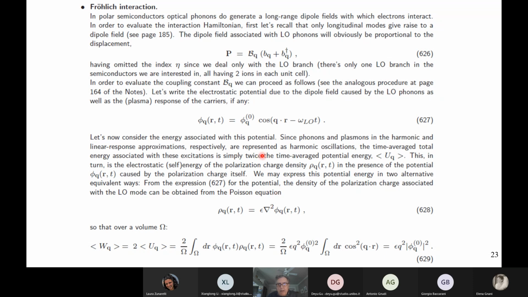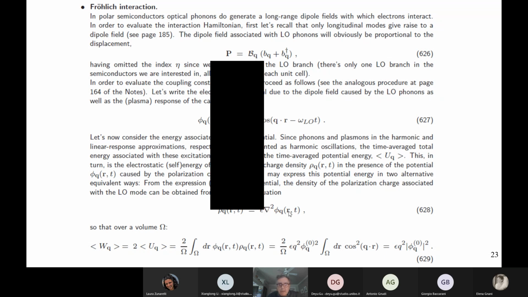We can calculate now the total energy which is associated with this. It should be zero classically, okay, but then we'll do a semi-classical, semi-quantum trick to see what it is, and so finding this amplitude. So if this is the potential, we can look at what is the charge density associated with this potential. It is just epsilon, and this, remember, depends also on epsilon.